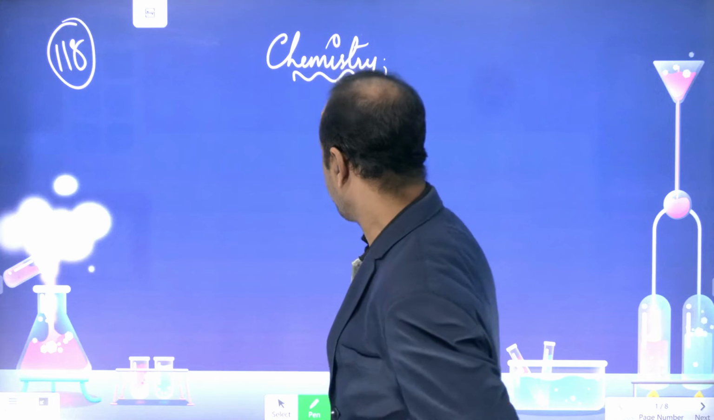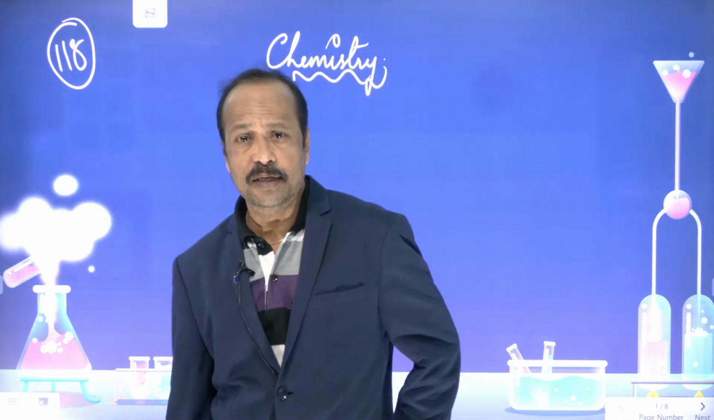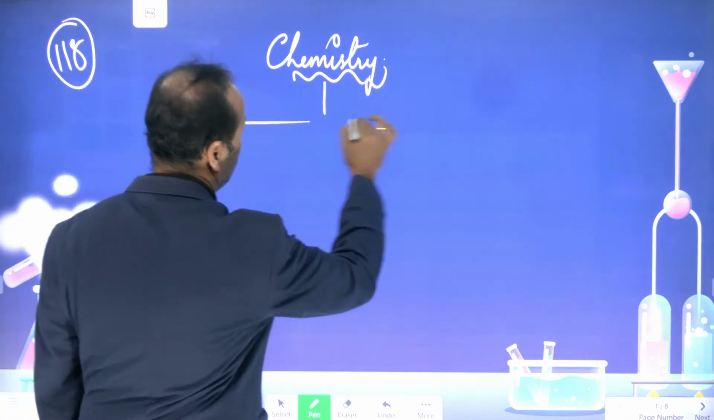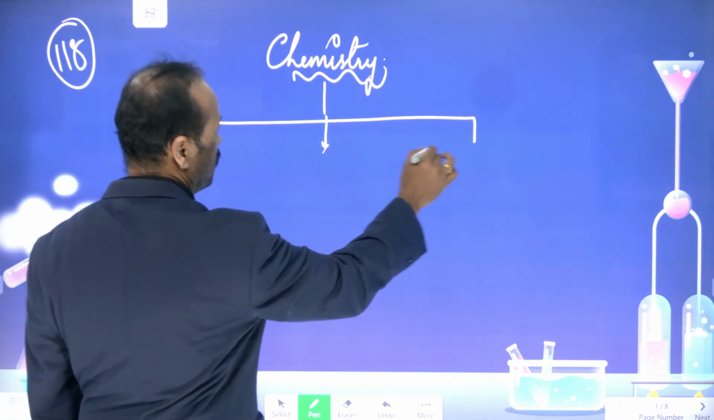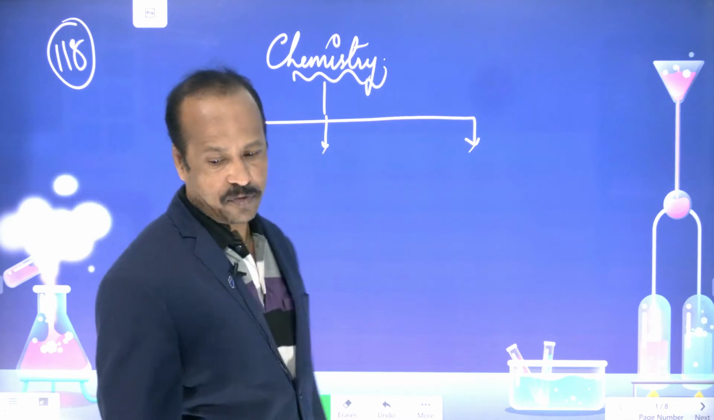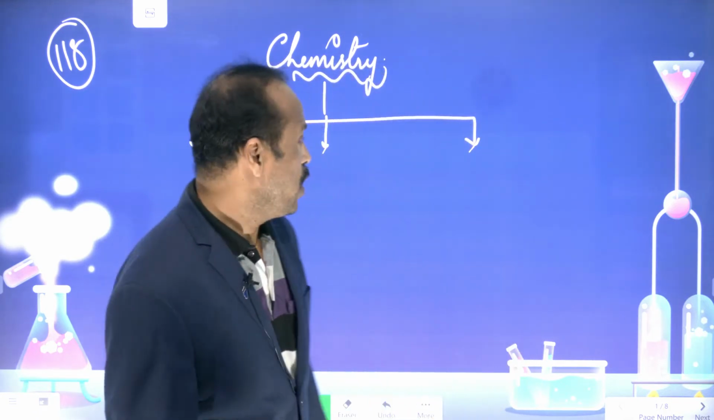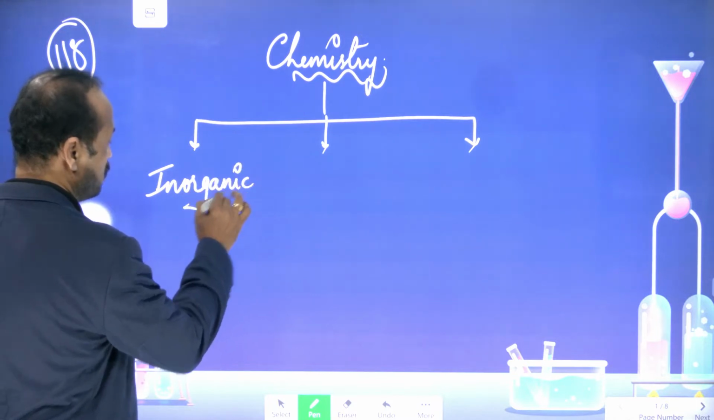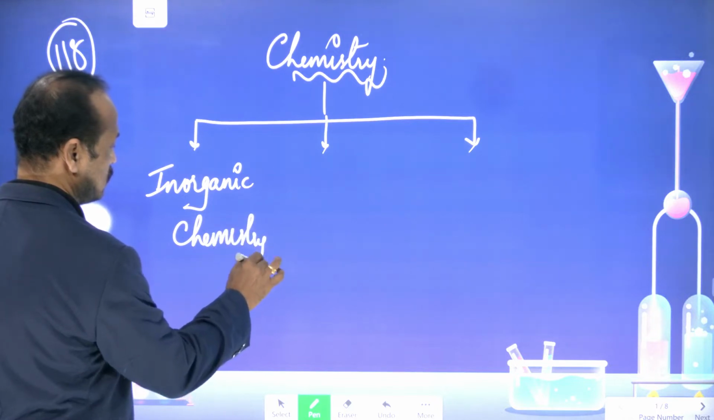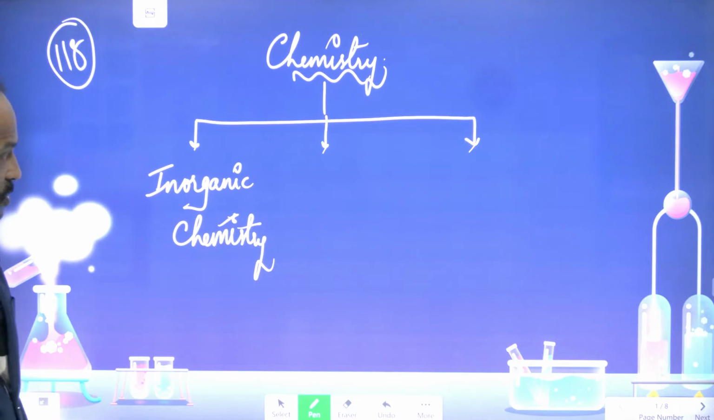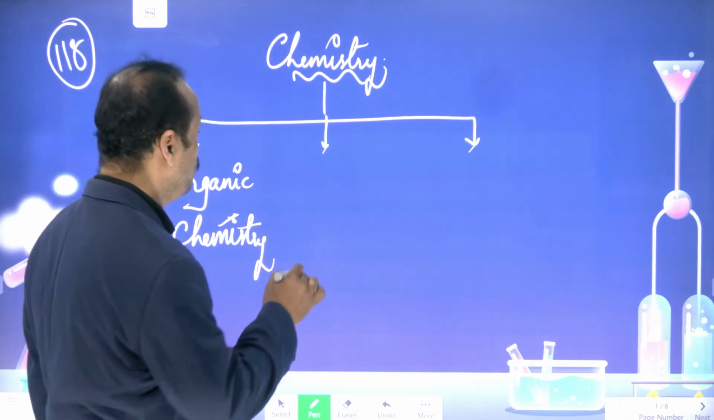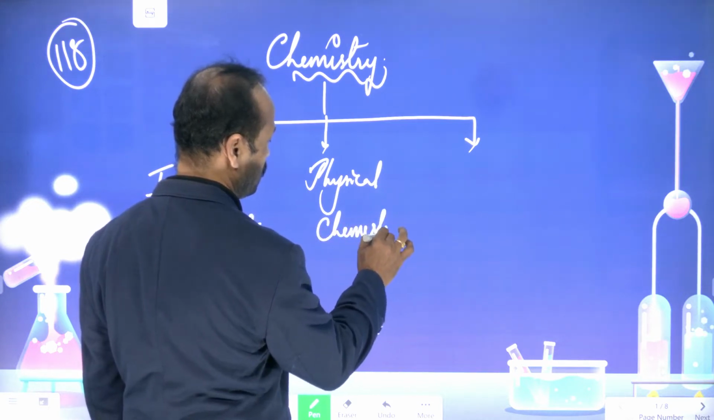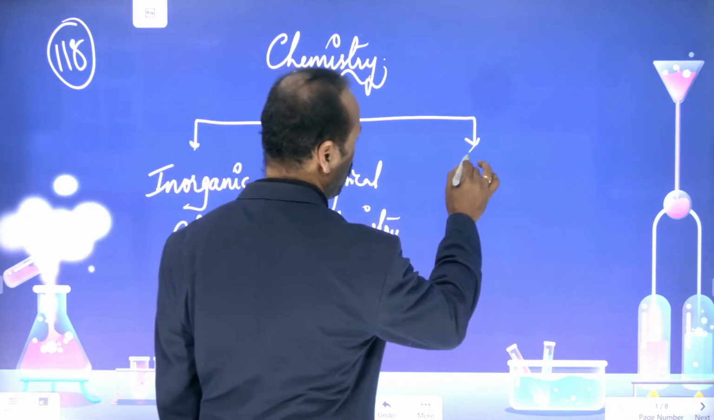Okay, students. Chemistry was initially classified into two types, but now I'll write three types. Chemistry is mainly divided into three types. As we are in IIT Foundation, there are three types of chemistry we are going to learn. What is the first one? Inorganic chemistry. The second one is physical chemistry. And the third one is called organic chemistry.